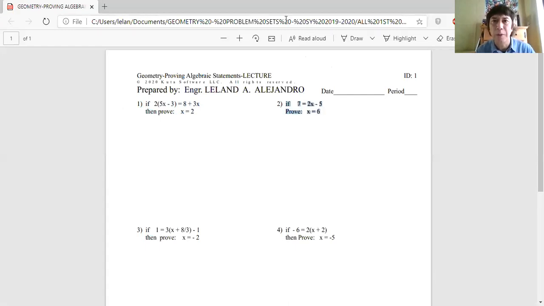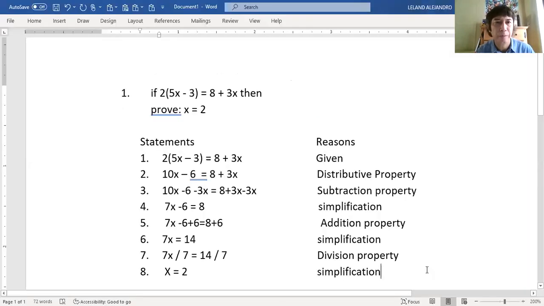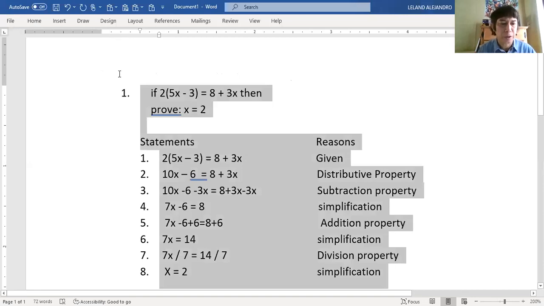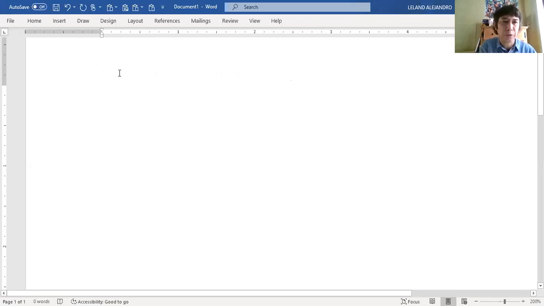All right, let's go back to our working screen. And that will be over here. Okay, now we shall remove this part here and work on the second. This is now number 2. And here is the next one. If 7 equals 2x minus 5, prove x equals 6.